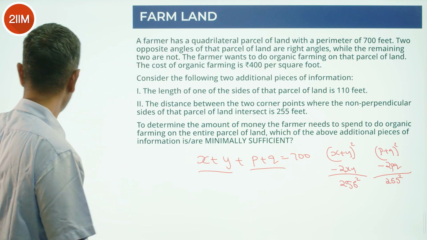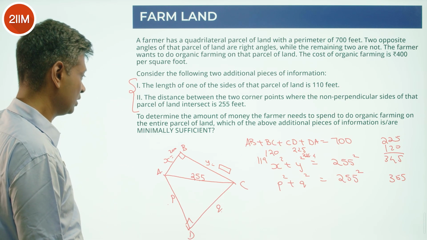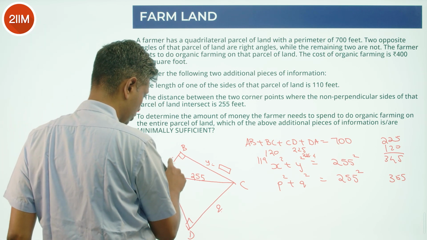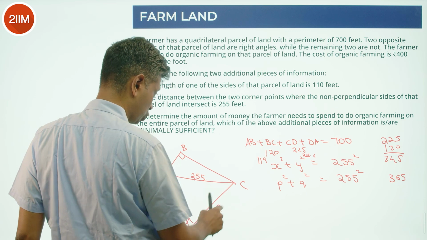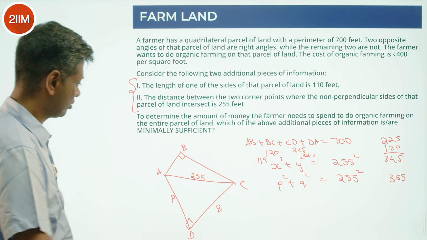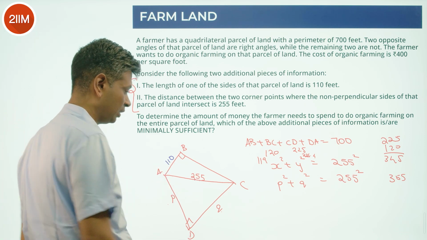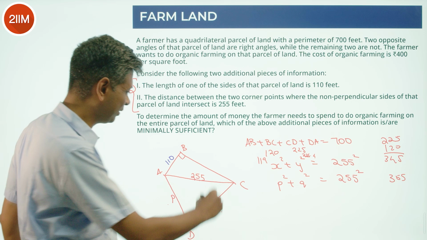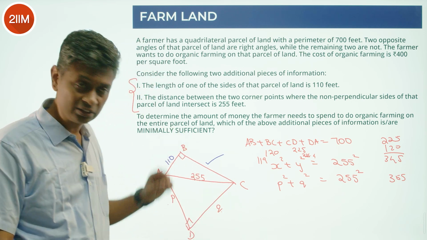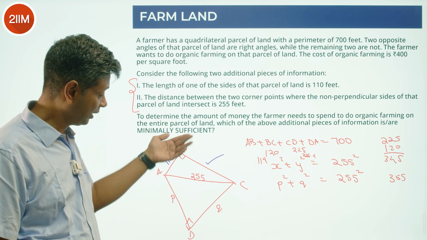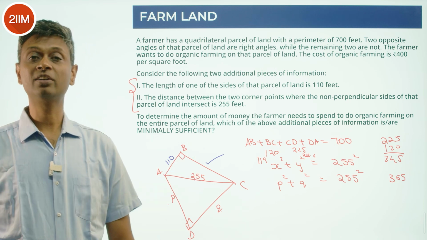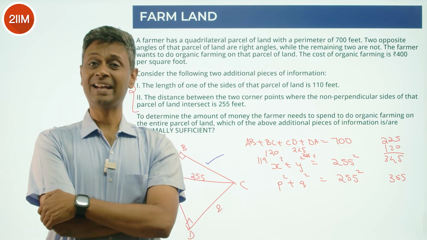Now what do I do? 1 alone is not enough, 2 alone is not enough. Let's remove this, let's put both of them into the mix. We say, hey, one of the sides is 110. The other, this hypotenuse, is 255. This I can find. This plus this I know. Once I know that, I know this and this, I know the remaining p plus q, I know p square plus q square. I can find 2pq. I can find this. Done. Both put together, I can answer the question.